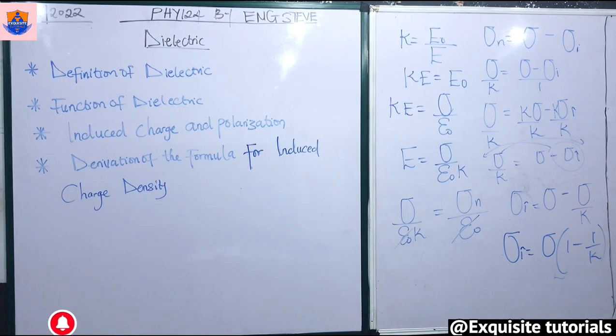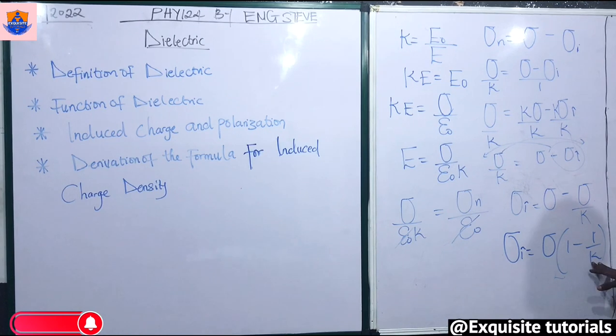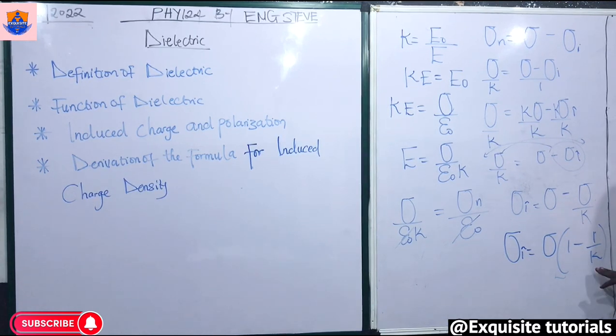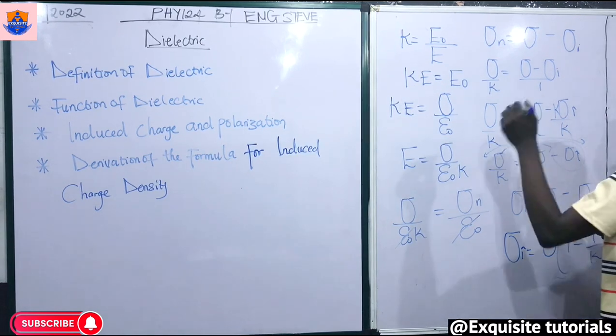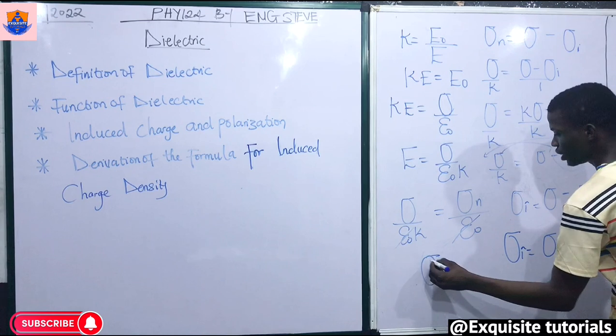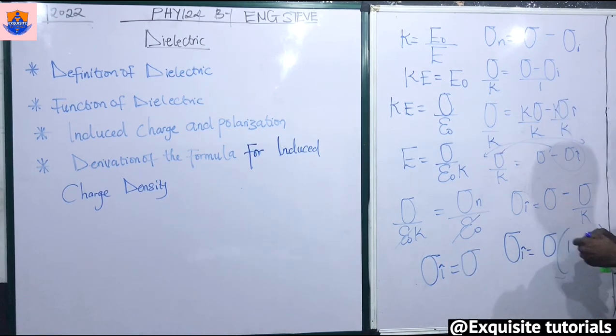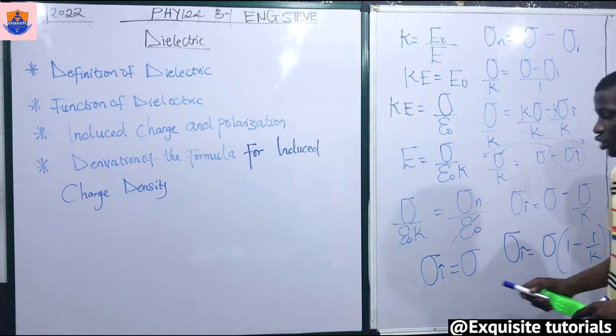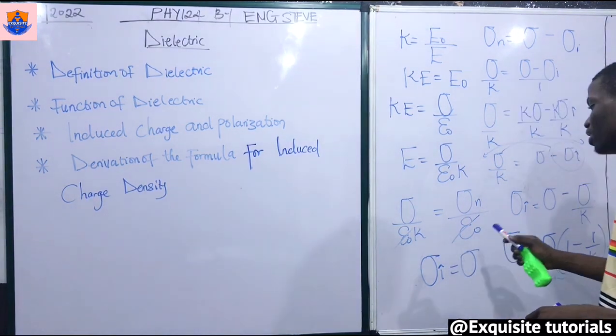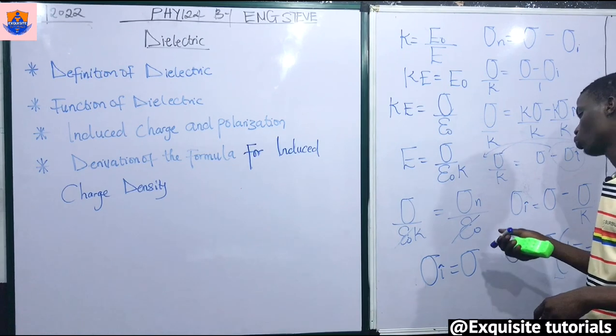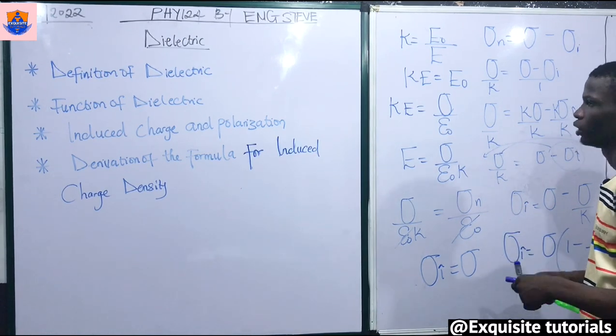Take note, in the presence of a large value of our dielectric constant K, you will find out that as K approaches infinity, sigma I will be equal to our normal sigma. That is to say, the induced surface charge density is equal to our normal surface charge density at that point in time.